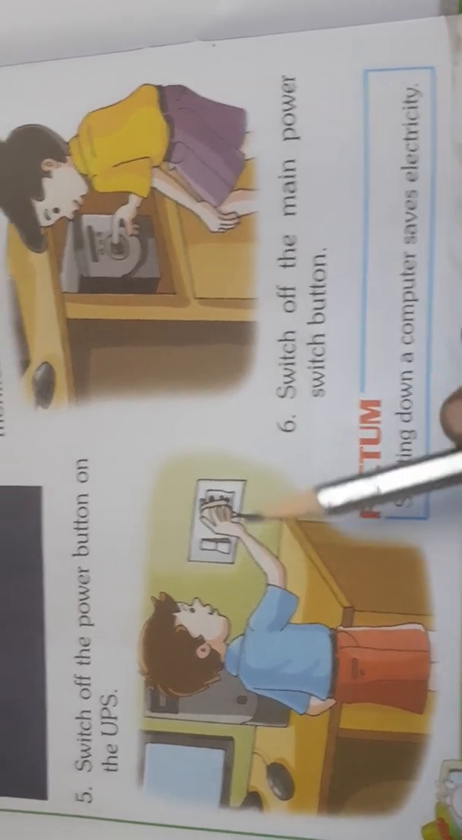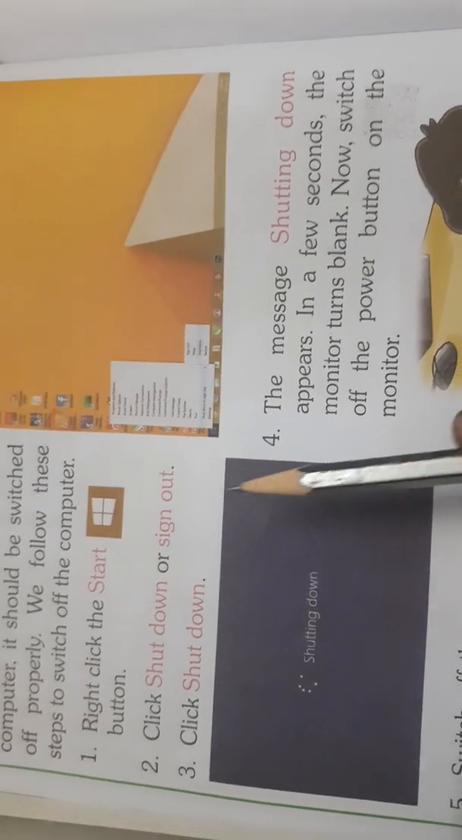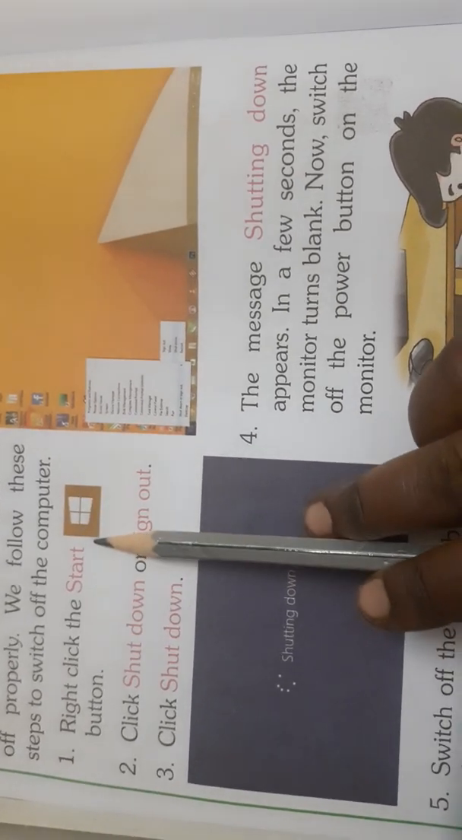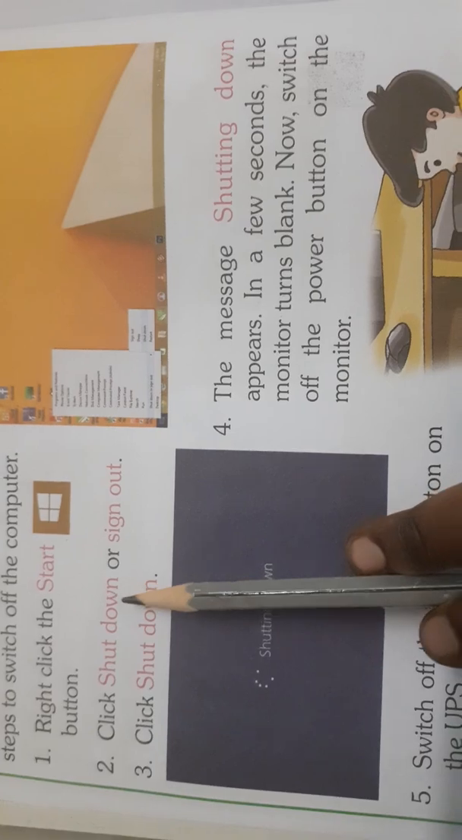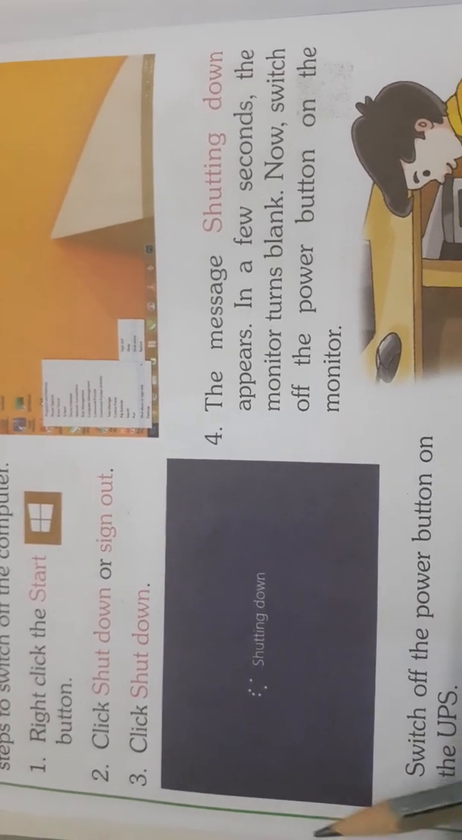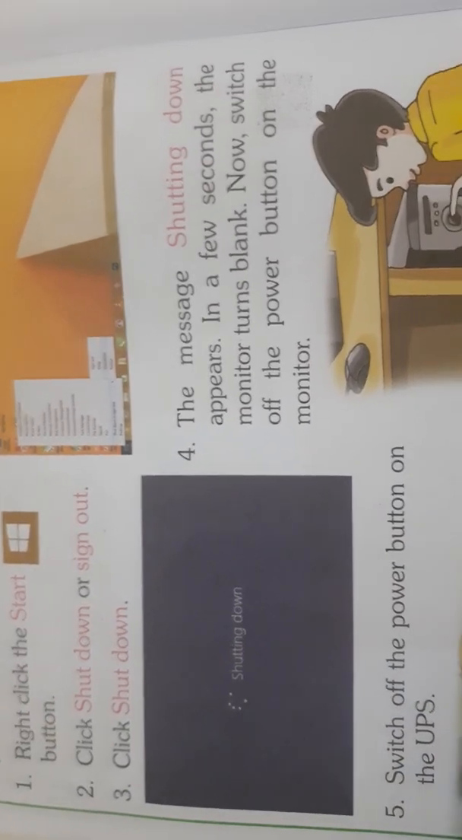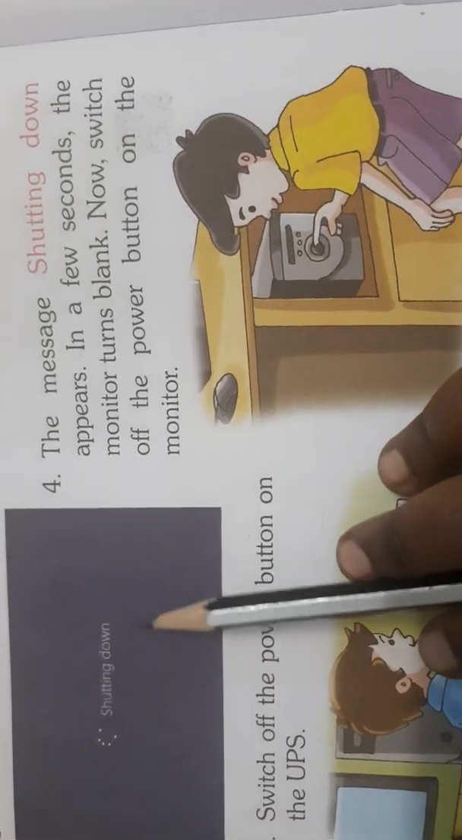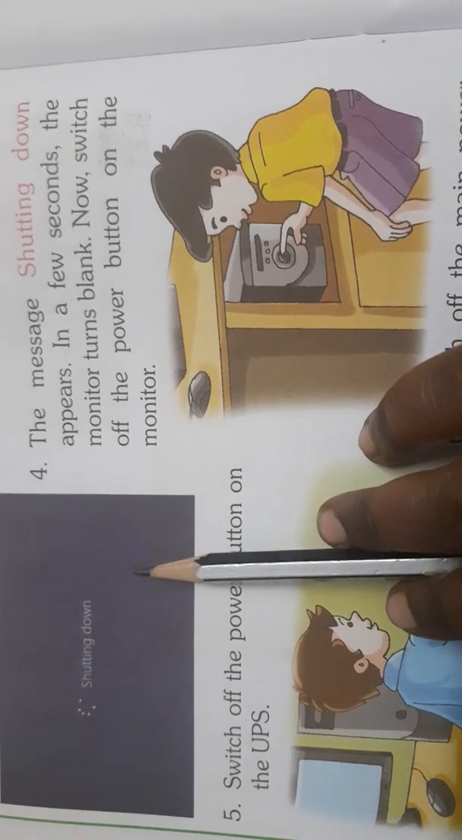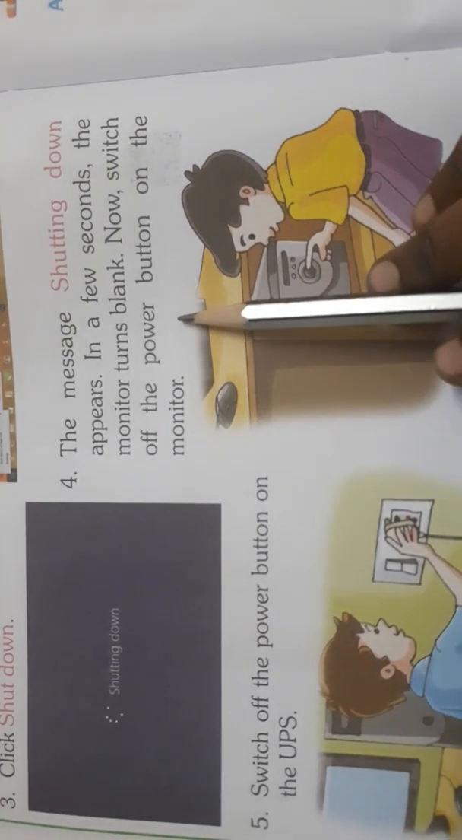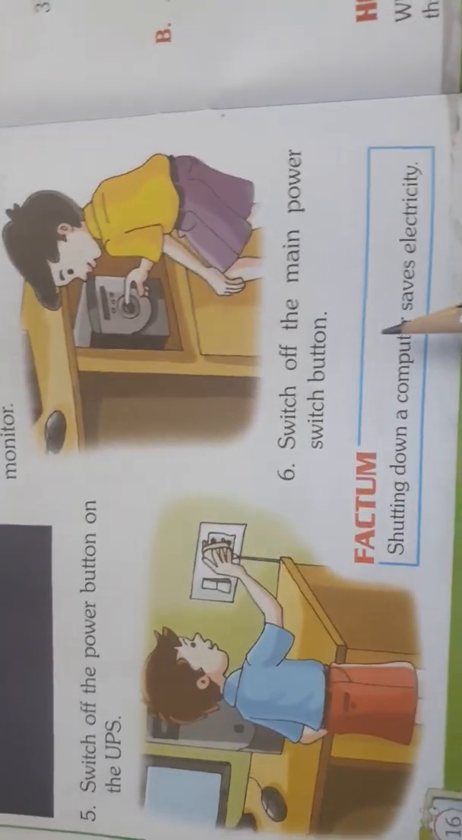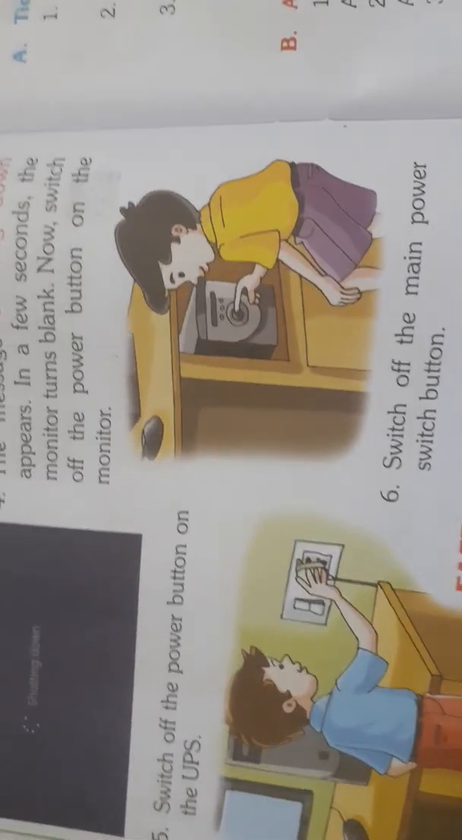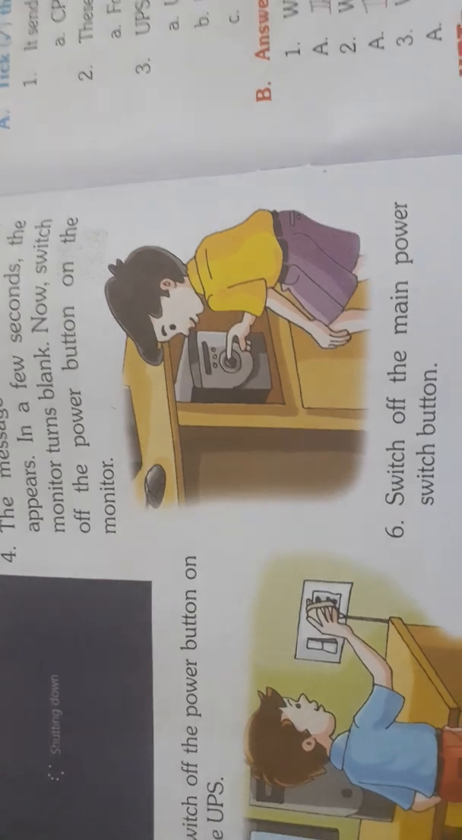Okay children, so this is the process of shutting down or switching off the computer. First, right click the start button. Next, click the shut down or sign out button. Next, click on the shut down button. After that a shutting down message will come, and then a blank screen comes on the monitor. Then you switch off the power button, then switch off the UPS, then switch off the main supply. So this is the process of switching off the computer.